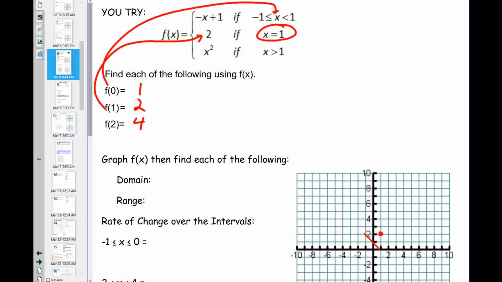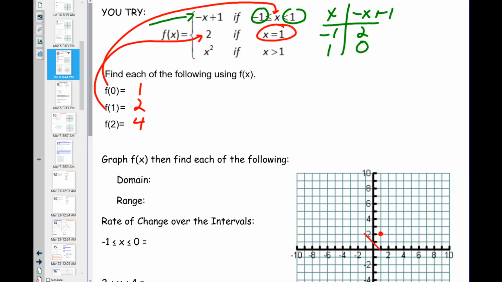Now let's do the other pieces. What word could you use to describe that piece there? Linear. So how many points should I need in order to draw a line? 2. And since there are 2 endpoints here, those would be the ones that make the most sense. So for negative x plus 1, I'll plug in a negative 1, I'll plug in a 1. When I plug in a negative 1, I get 2. When I plug in 1, I get 0.